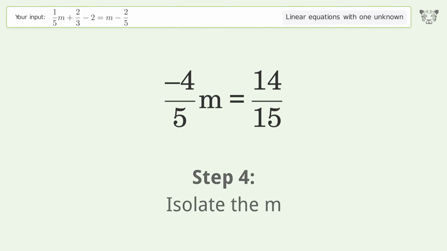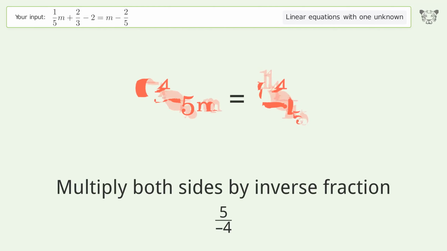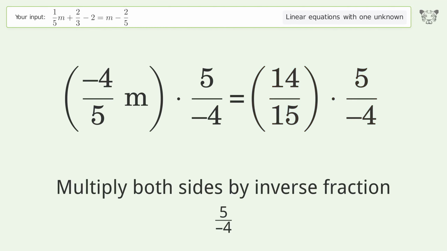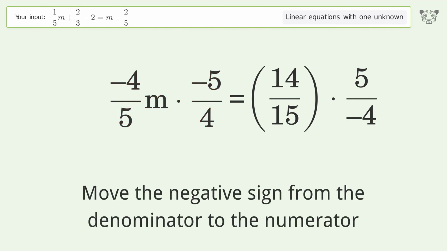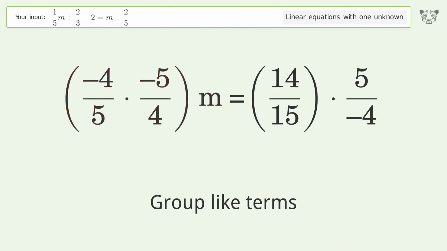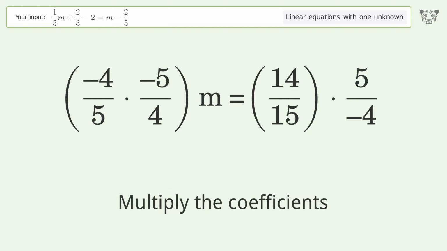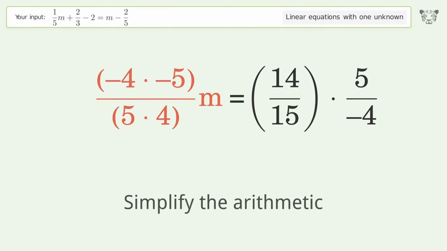Isolate the m. Multiply both sides by inverse fraction 5/-4. Move the negative sign from the denominator to the numerator. Group like terms. Multiply the coefficients. Simplify the arithmetic.